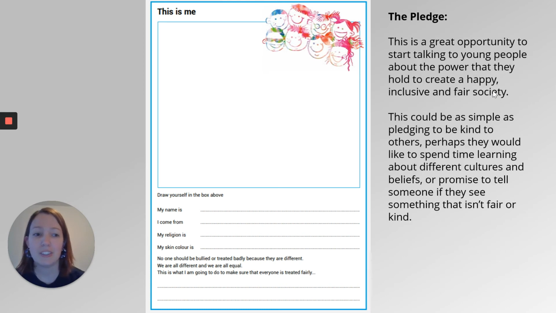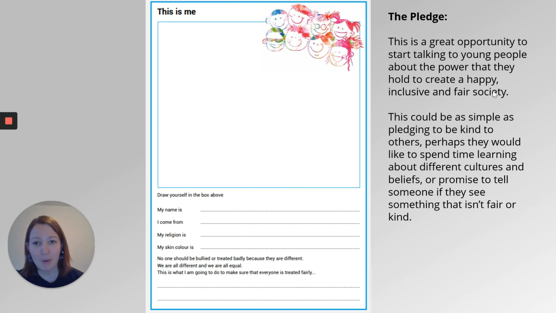And the last question asks young people to say what they will do to ensure everyone is treated fairly. This is a great opportunity to explain that all the different parts of our identity that we've explored in this activity deserve to be respected and celebrated. It's also a chance to highlight that each of us has a role to play in creating an equal and fair society. Ask what promise they would like to make, and perhaps make a promise of your own too.